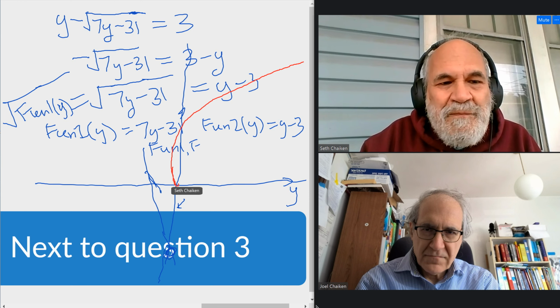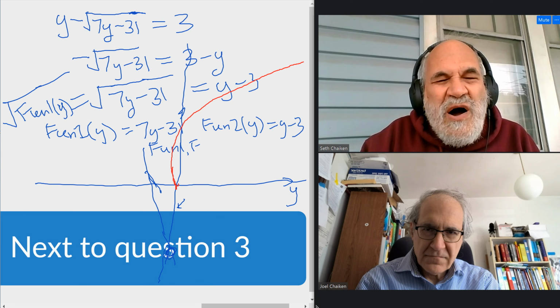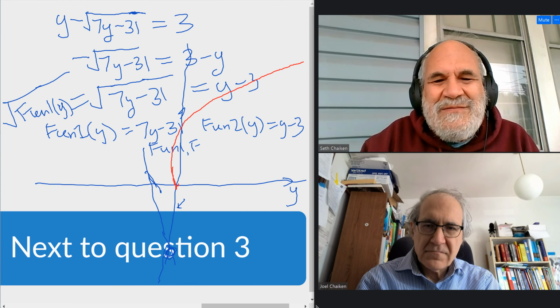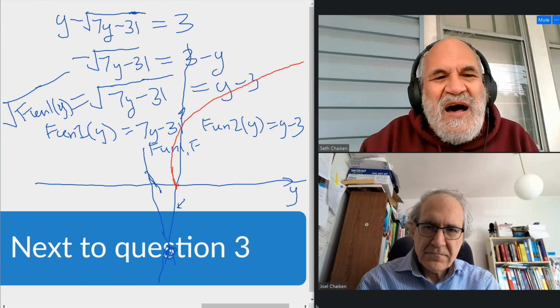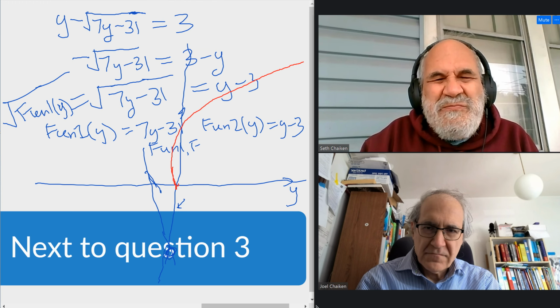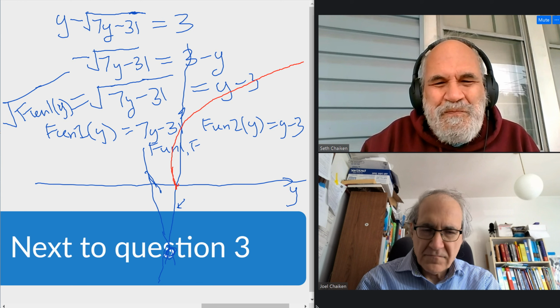It's a parabola, but when you get to the y value that makes 7y minus 31 negative, you can't draw it, right? Right. And in SAT math, this symbol means positive square root. So we only draw the positive branch of the square root function.